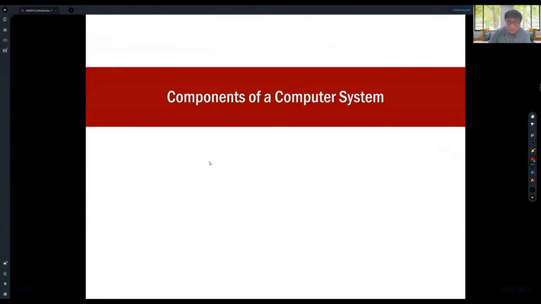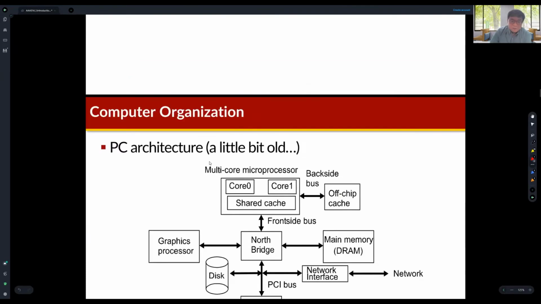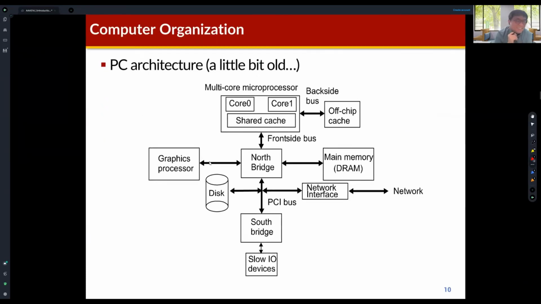Then what is a computer system? This figure shows the organization of a very typical computer system, but it is a very old computer system architecture. If you see this north bridge, it means it's a very old system.